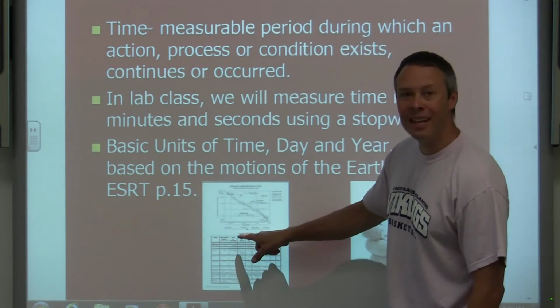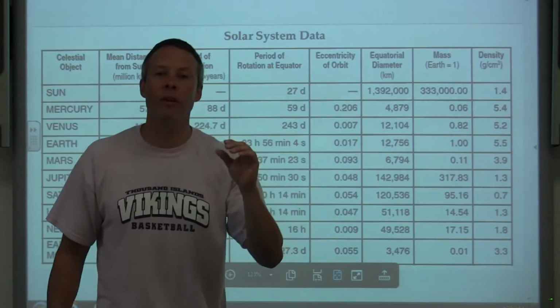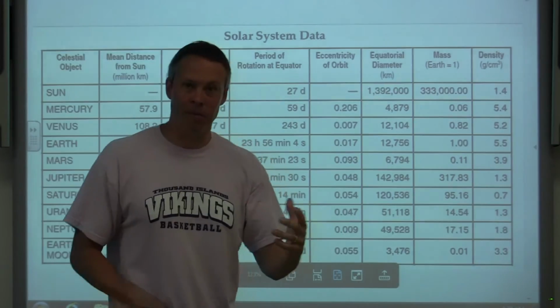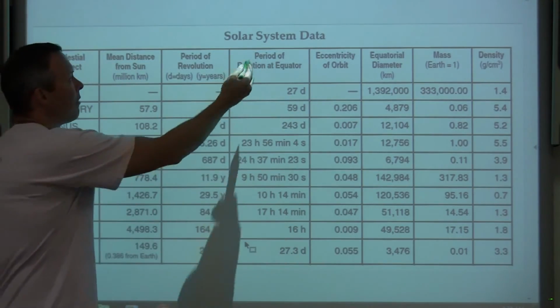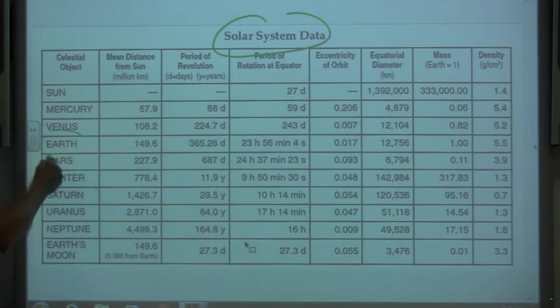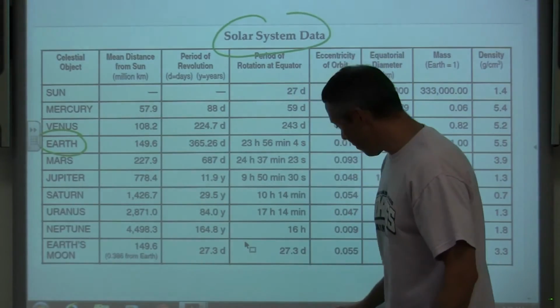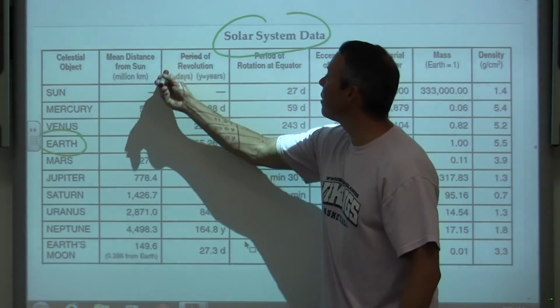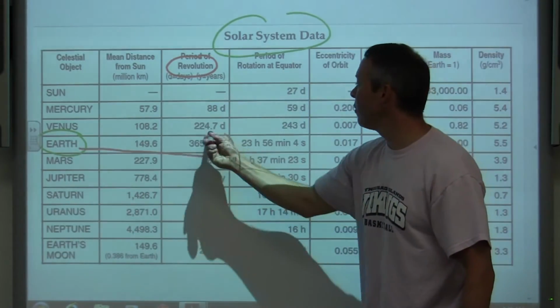On page 15 of the reference tables are two very important Earth science times that I want to make sure that everyone understands. Page 15 is the solar system data. When you check out the solar system data, you want to find Earth. When you find Earth, you want to go over to period of revolution.